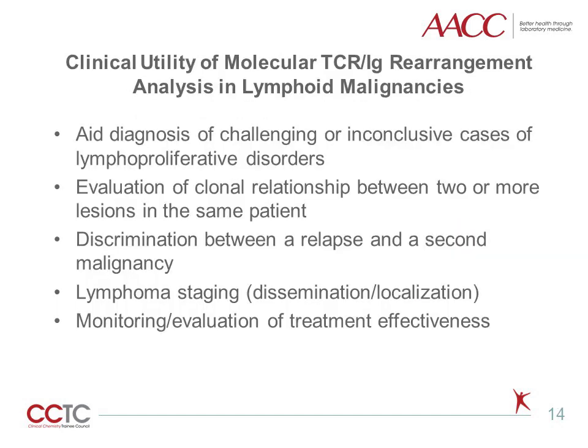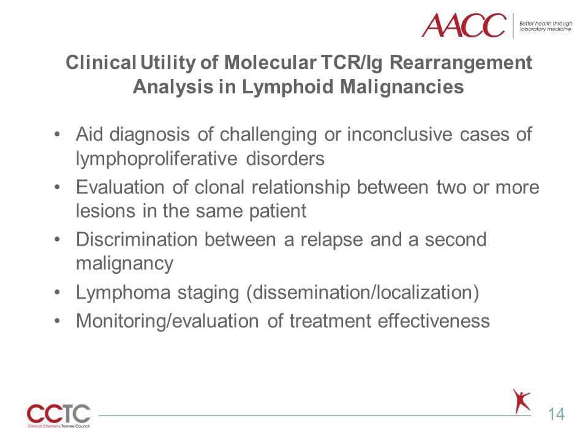Some major clinical utilities of molecular TCR IG gene rearrangement analyses in lymphoid malignancies are listed here. It can aid diagnosis of challenging or inconclusive cases of lymphoproliferative disorders, evaluation of a clonal relationship between two or more lesions in the same patient, discrimination between a relapse and a second malignancy, lymphoma staging, and the monitoring evaluation of treatment effectiveness.